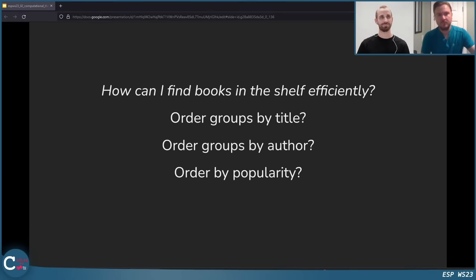Again, we want to find something. Exactly. Finding things is something that we will do a lot in computer science, and you will realize that very soon. This is one of the problems that we always want to solve in a way.